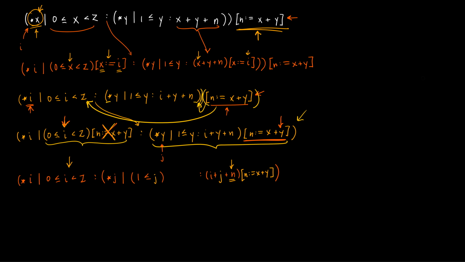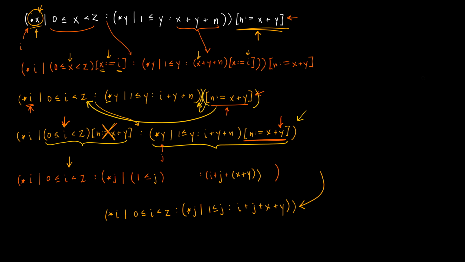But in this one, we have our one occurrence of n. So all we're going to do is take that occurrence of n and replace it with x plus y. So if we do that, it's going to look like this. And now if we write out our final quantification with all of our changes made, we're going to have the quantification over I, 0 less than or equal to I, less than z. And then we're going to have the quantification over j, 1 less than or equal to j, I plus j plus x plus y. You're going to close that bracket and close the big one. So this would be your final expression.